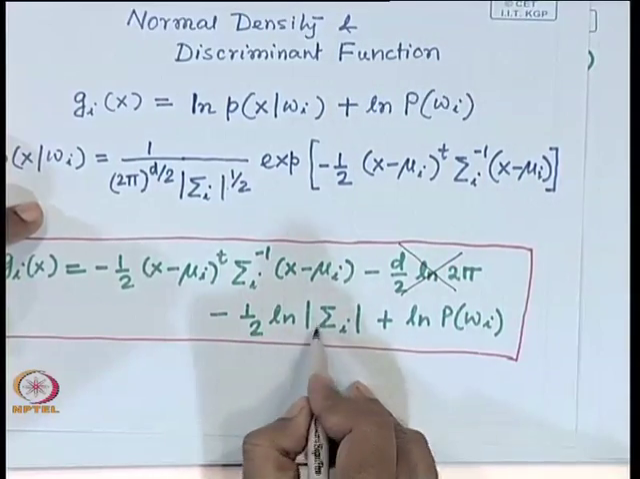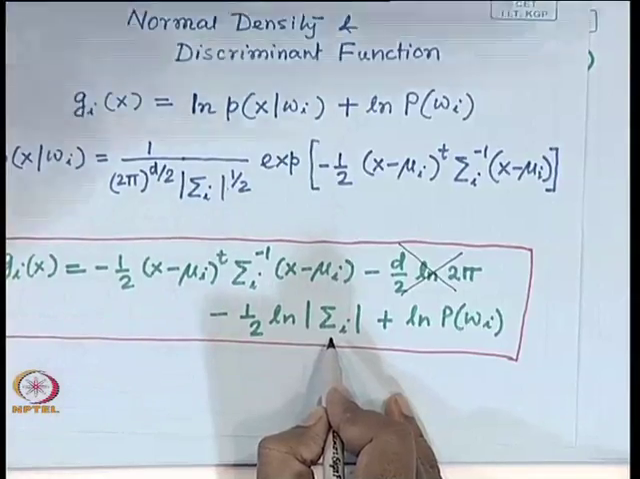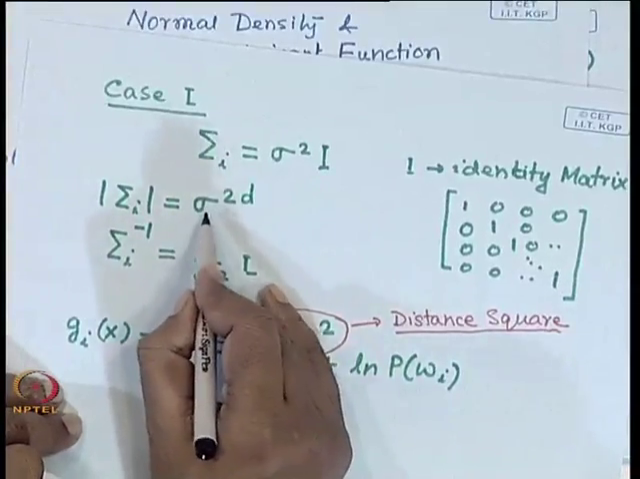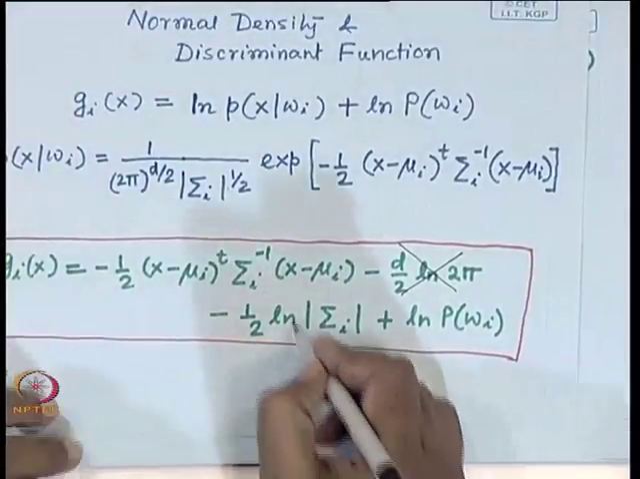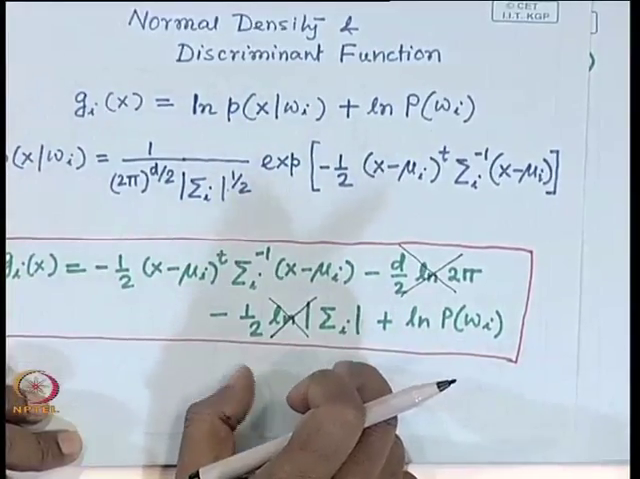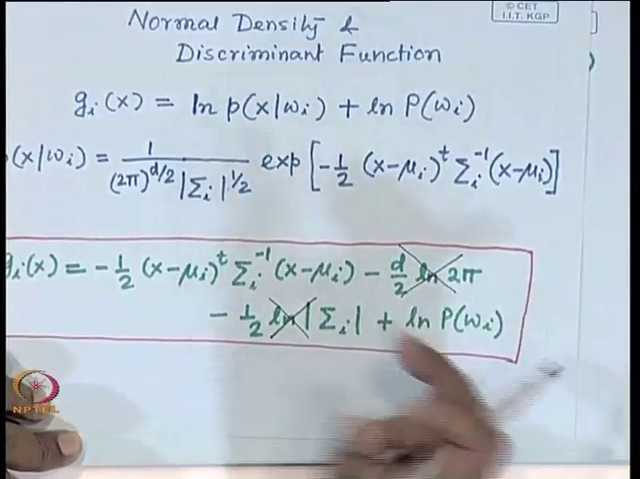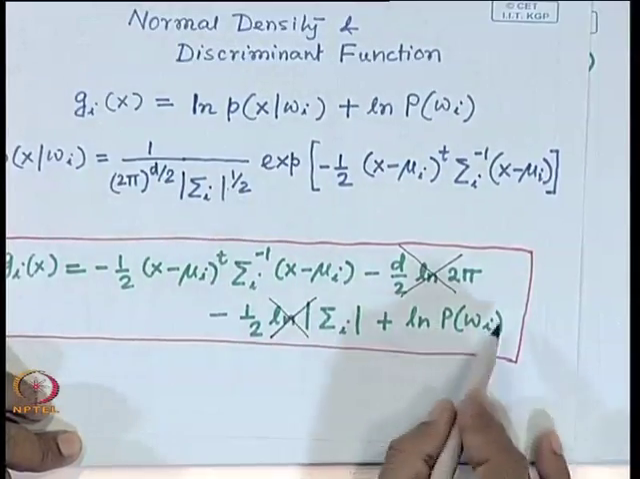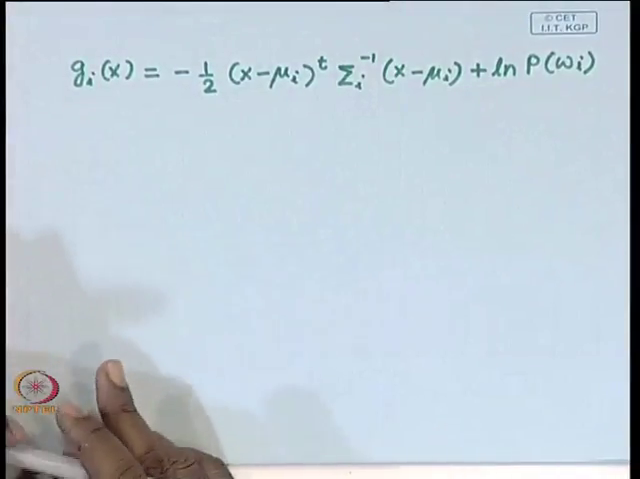Similarly, this determinant of Σ_i, that is the covariance matrix, which in this particular case is nothing but σ to the power 2d, is also the same for all the classes. So, this also becomes irrelevant in the discriminant function, because the same term will be present in every discriminant function with the same value. So, what will discriminate among the classes is the first term and the last term.